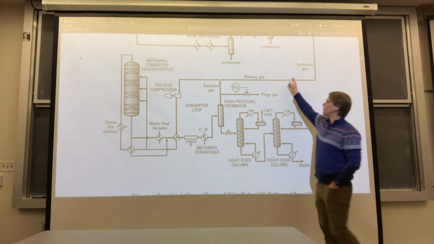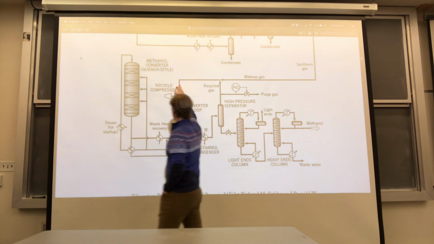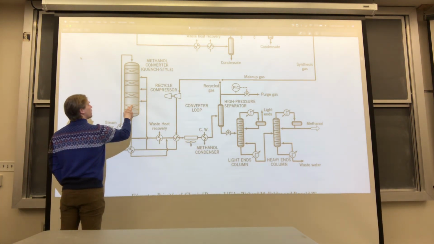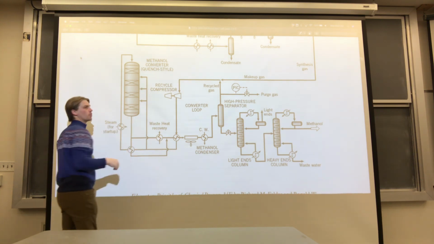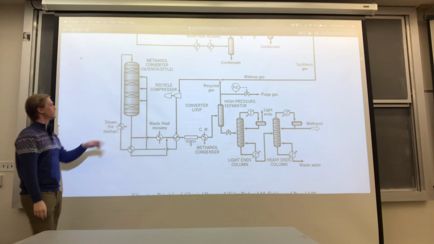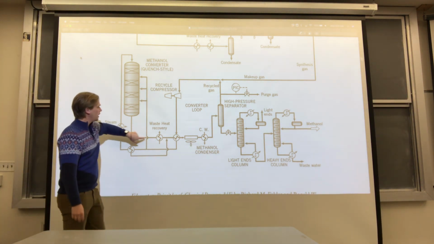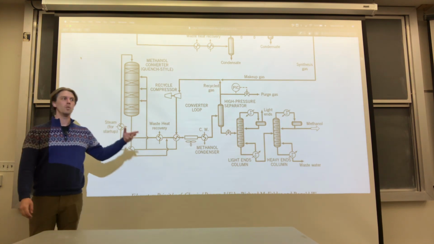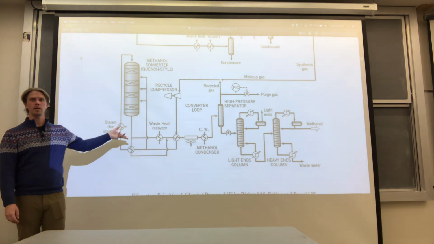Right? So we've got our feed of the syngas. It gets pressurized. We have some waste heat recovery. It goes into the methanol synthesis reactor. That's where the carbon monoxide and hydrogen react with the water-gas shift reaction together. And then it goes out again to this separator. So we have a reactor separator loop here.